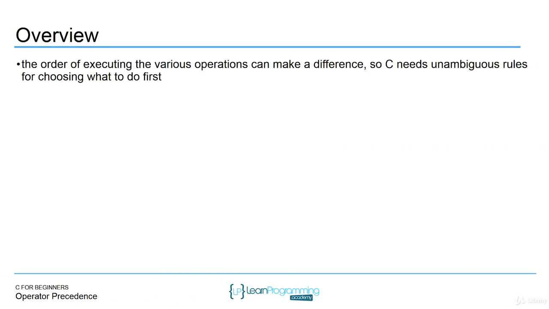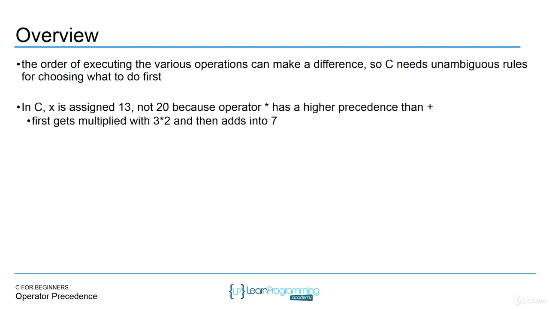So the order of executing the various operations can make a huge difference, and this is why you need to understand precedence. C provides specific rules for choosing what to do first. In this case, do I do the multiplication or the plus? Well, C is going to tell you what's going to happen. Ideally, if you wrap those in parentheses, you would be telling it what to do. You would be making that decision. But if you don't put that in parentheses, the programming language is going to make the decision for you. So in C, multiplication is going to have a higher precedence than the addition operator. So the result is going to be 13.